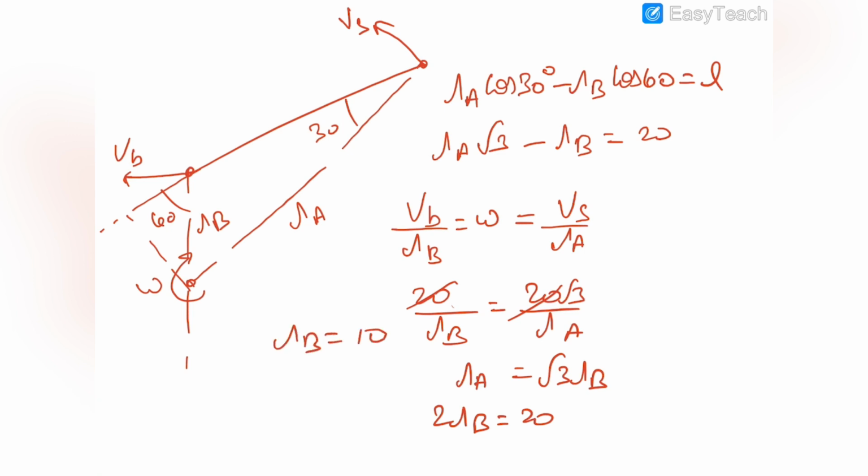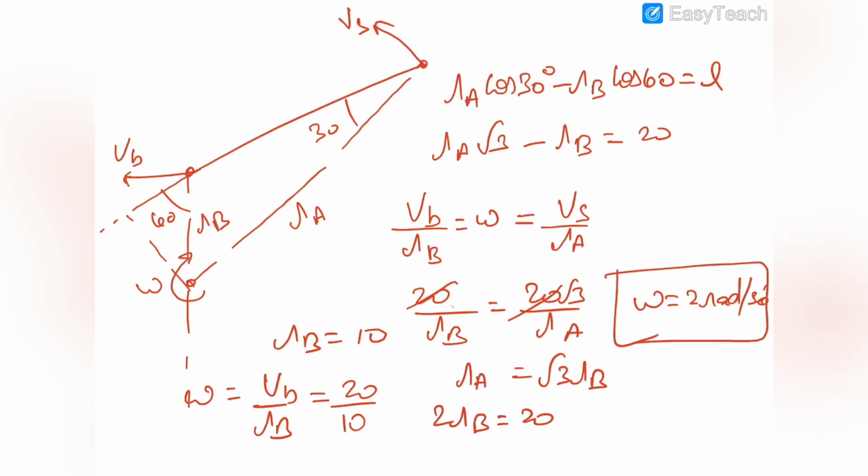So if we substitute this value here, then you can see that 2 RB is 20 and RB is equal to 10. So omega will be equal to VB by RB. VB is equal to 20 and RB is 10. So omega will be equal to 2 radians per second. So this is the angular velocity of the rope. Now let's move on to the next question.